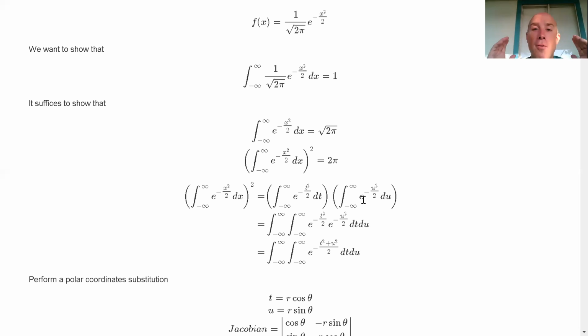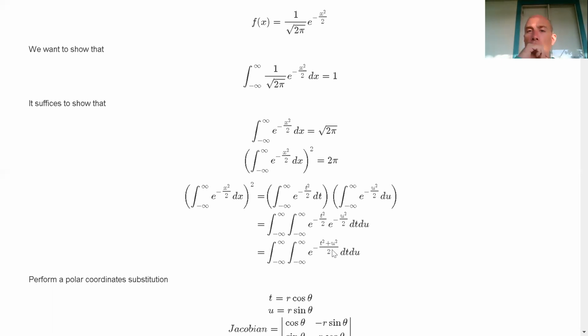But here it works out to be the easy case. This is like the easy type of calculation in Calc 3. So when I do that, I'll get a double integral of this two variable function dt du. Now I notice that I've got e and I've got e and I've got exponents, so I'll just go ahead and use addition to put them together into one exponent.